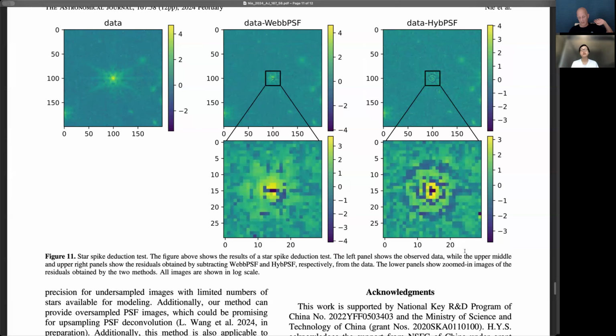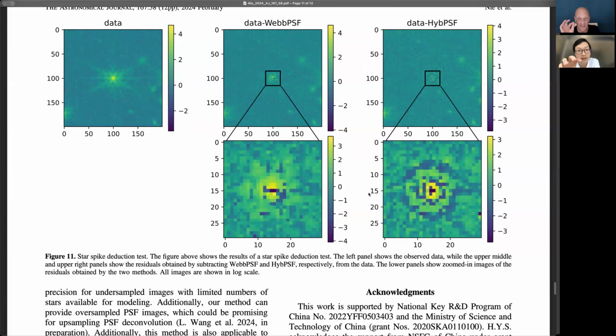At the lower regions, we can compare the two residuals. We can see that the residuals from HybPSF are much less noisy than the WebPSF. We can say this is true not only for the small objects, small PSF models, but also for the very big ones. If you want to use very big PSF models, we can also get an improvement.